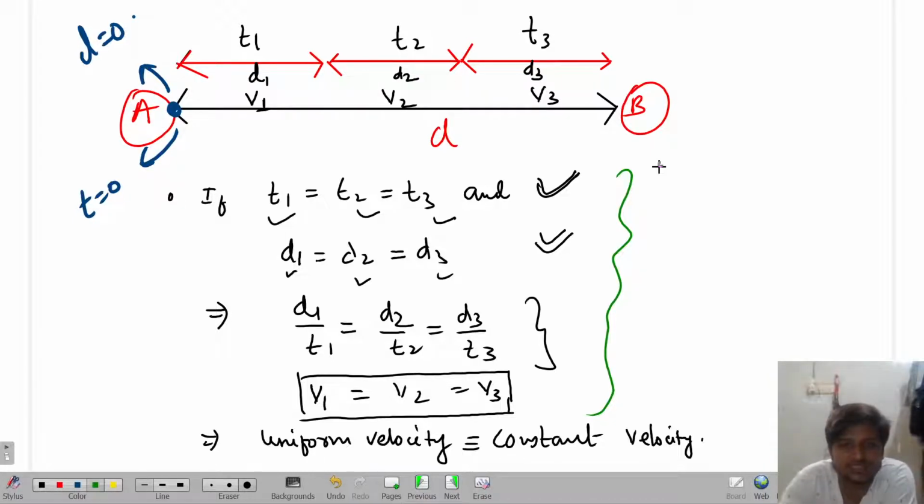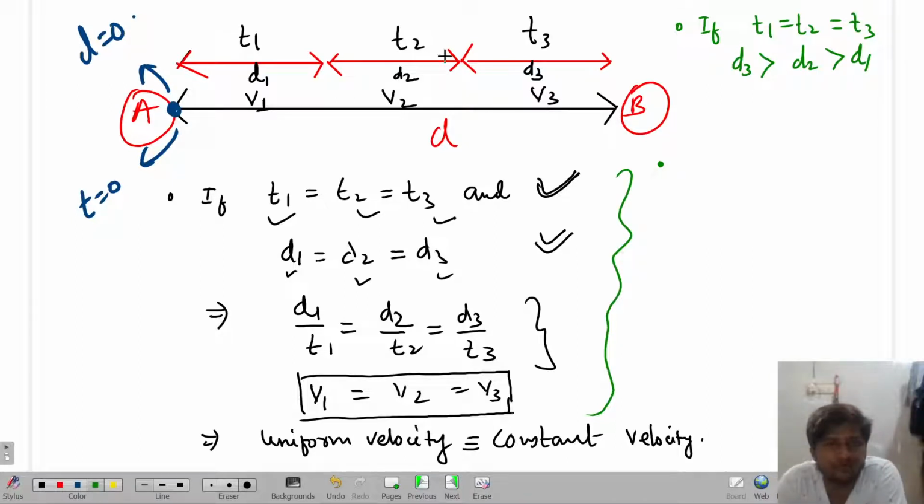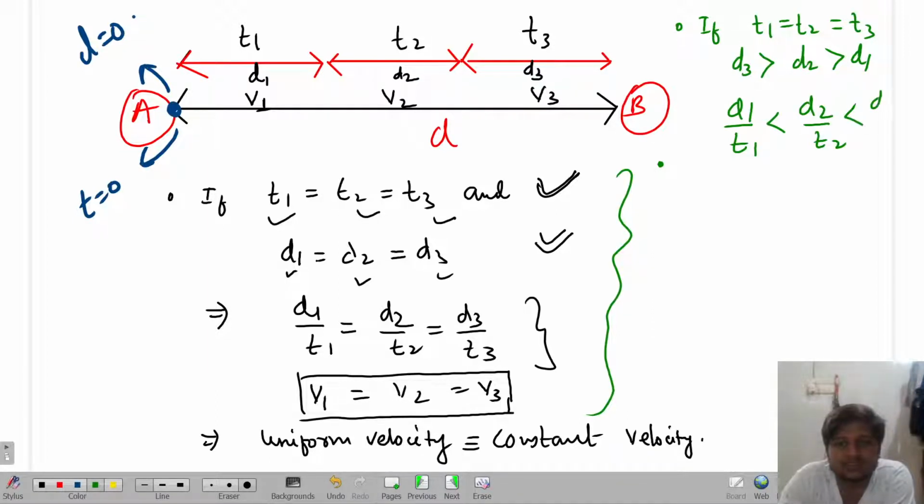But I'm considering case 2. Now what is case 2? Still time T1 is equal to time T2 is equal to time T3. But let's suppose D3 is greater than D2 is greater than D1. It means that for equal intervals of time I have traveled distance D3 extra as compared to distance D2 as compared to distance D1, so these distances are not equal. So what you are going to observe, guys, is that D1 by T1 will be less than D2 by T2 will be less than D3 by T3, which implies that V1 will be less than V2 will be less than V3.